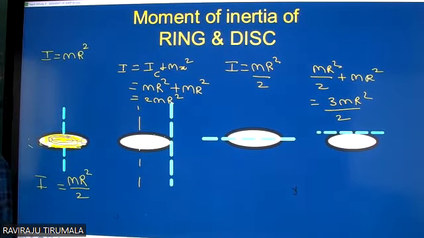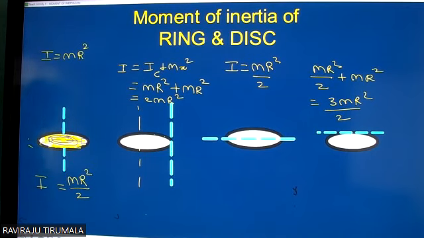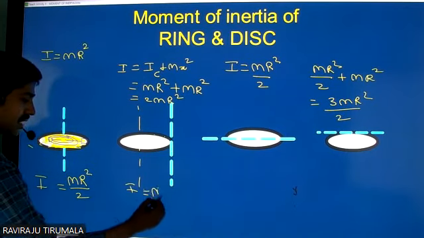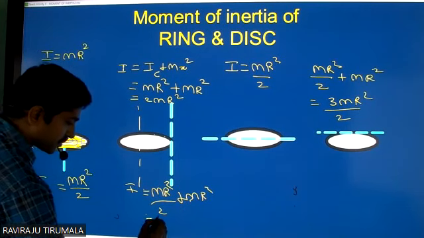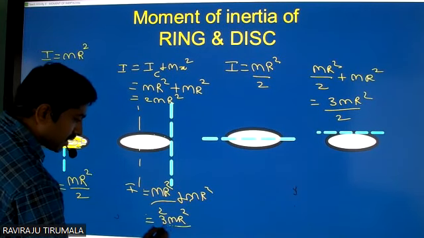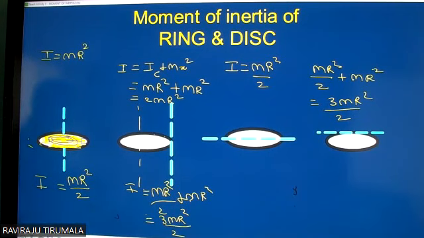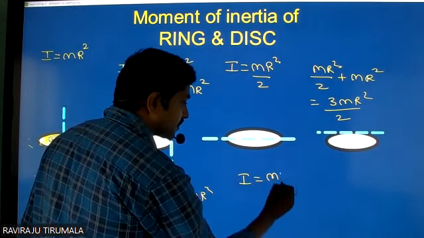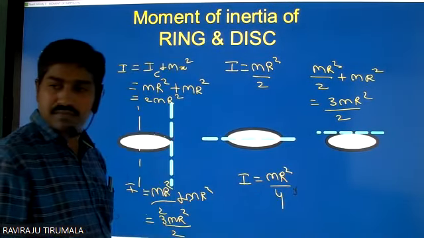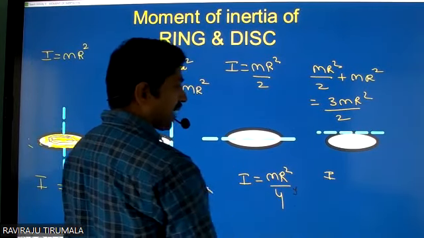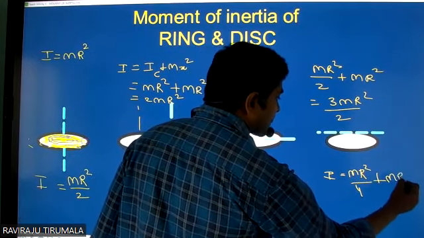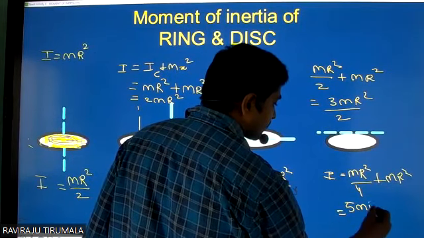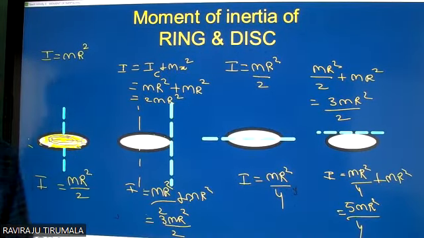Now again for the second case, you can apply the parallel axis theorem only. So what is the formula here? About the center it is mr square by 2 plus m into r square. Totally how much? 3 mr square by 2. Now about the diameter, what will happen? It will be half of the first case only. Then how much will the answer be? mr square by 4. And for the last one, again you have to apply the parallel axis theorem for the third case. Very good. mr square by 4 plus mr square, totally how much? 5 mr square by 4.